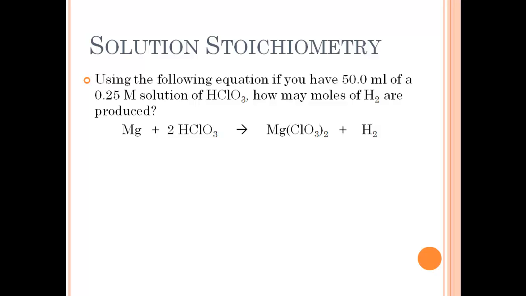Using the following equation, if you have 50 milliliters of a 0.25 molar solution of chloric acid, how many moles of H2 gas are produced? I've given you the equation here. First thing you should do when reading these problems is write down what's given and write down what you're asked to find. So we are given the number of milliliters of the acid and the concentration, 0.25 molar, and we're asked to find the number of moles of hydrogen gas produced.